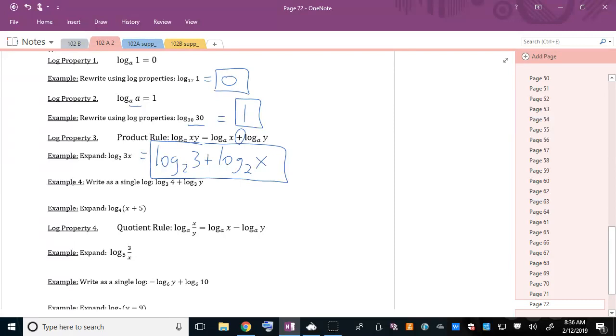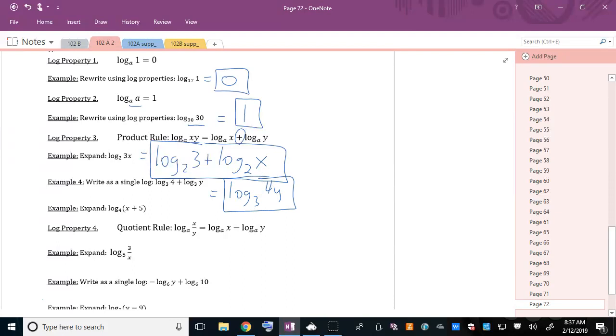Again, note those bases are the same, and now they are added. Now, at this point, we can go both directions. So going the opposite direction, my instructions are to write as a single log. Now, we do have to check that both of these have the same base. Since they do, we can combine them, though. And so I will write this as log base 3 of 4 times y.